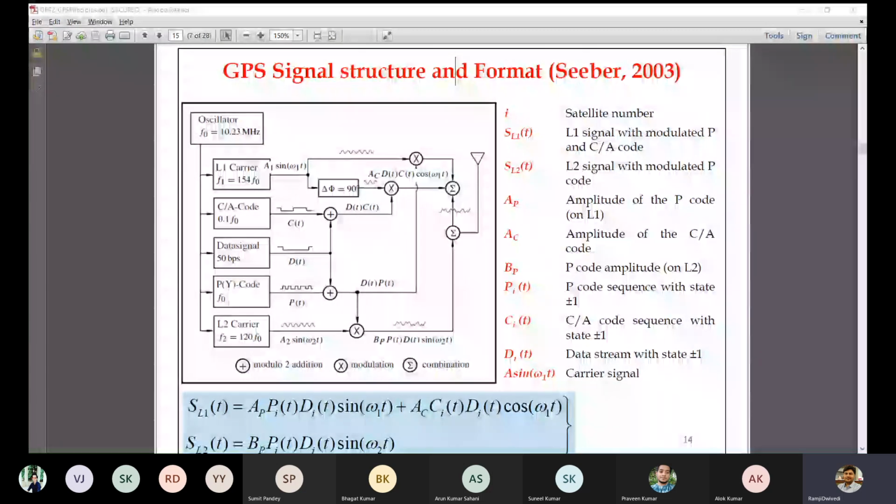So it is that kind of small pocket of information that is being transmitted. It is modulo-2 added with both the CA code as well as the P code because it has to be transmitted through L1 as well as L2. Okay, sir.